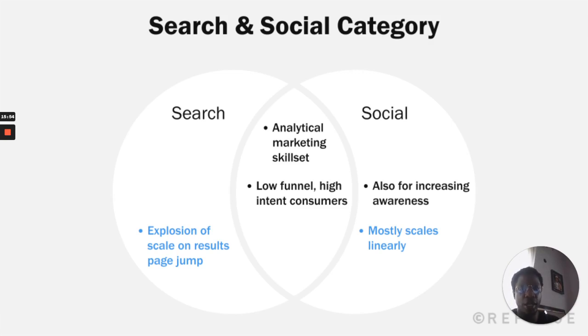That also applies to social, but there's a difference. With social, yes, you know that people may have that need, but they are not searching for that need. That means you need to increase awareness. And for social, it's mostly scaled linearly. That means most of the time it's not really like a loop per se. And then for search, you have explosion of scale on result page jump. That means you scale better.